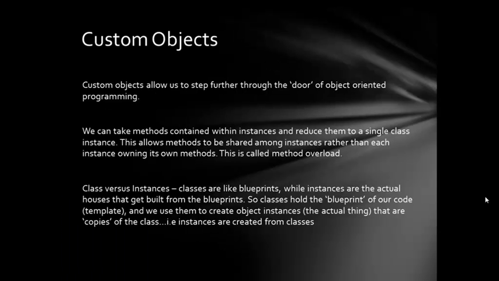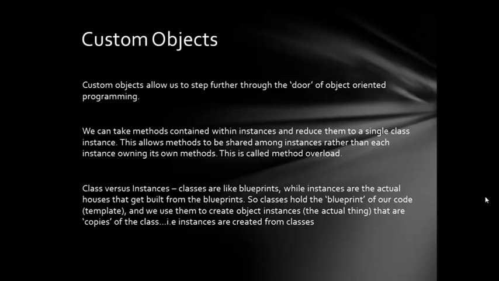So custom objects. Custom objects allow us to get a little bit closer to object-oriented programming by building our own objects. So we can take methods that are within instances, distill them down to a single class instance, share those methods among instances rather than each instance owning its own methods. Sometimes you'll hear the term called method overloading. That's what that refers to.